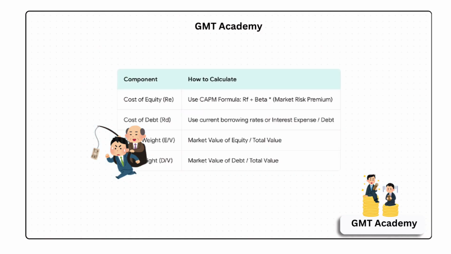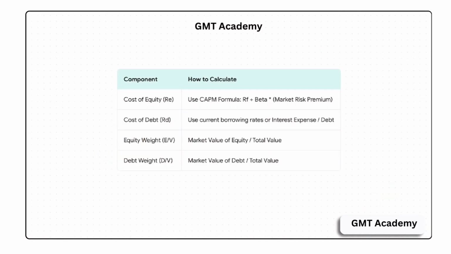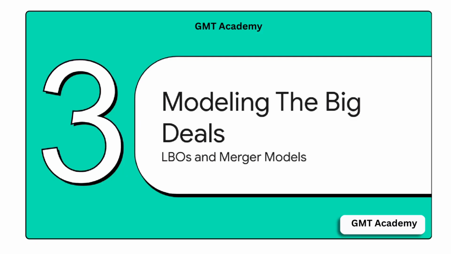So that discount rate, the WACC, stands for the weighted average cost of capital. It's just a fancy way of saying it's the blended cost of all the money a company uses, whether it's debt or equity. You figure out the cost of equity using a formula called CAPM, you find the after-tax cost of their debt, and then you just blend them together. This final rate is the hurdle that any project has to clear to actually create value. Okay, so we've got the theory down. Now for the fun part.